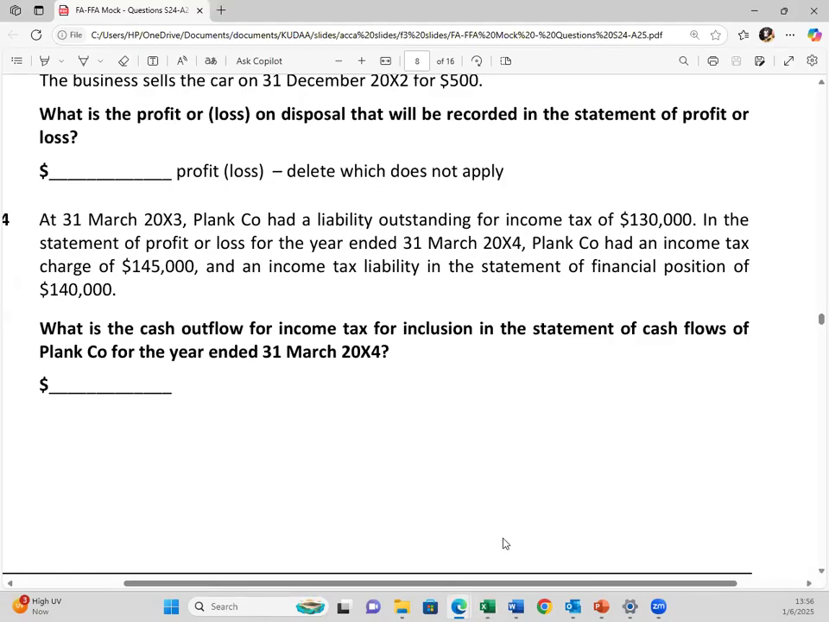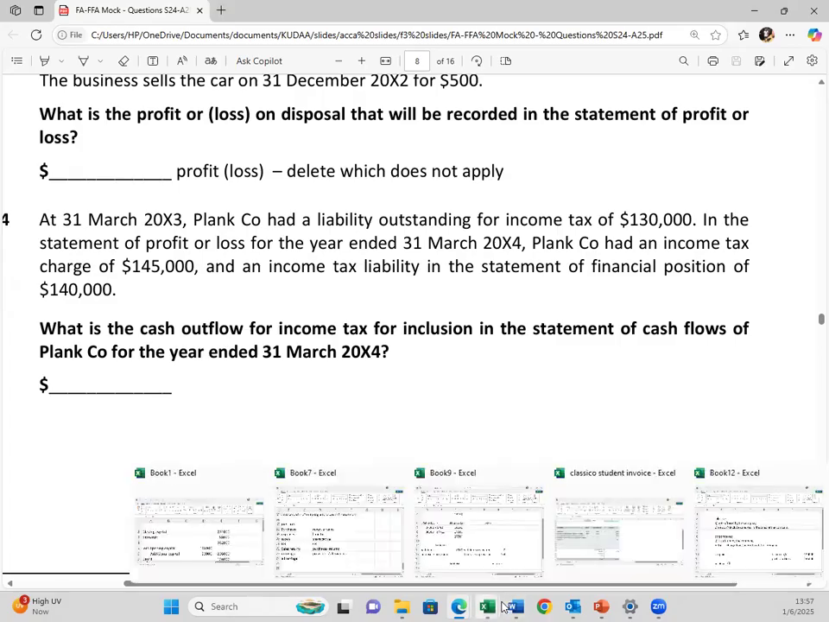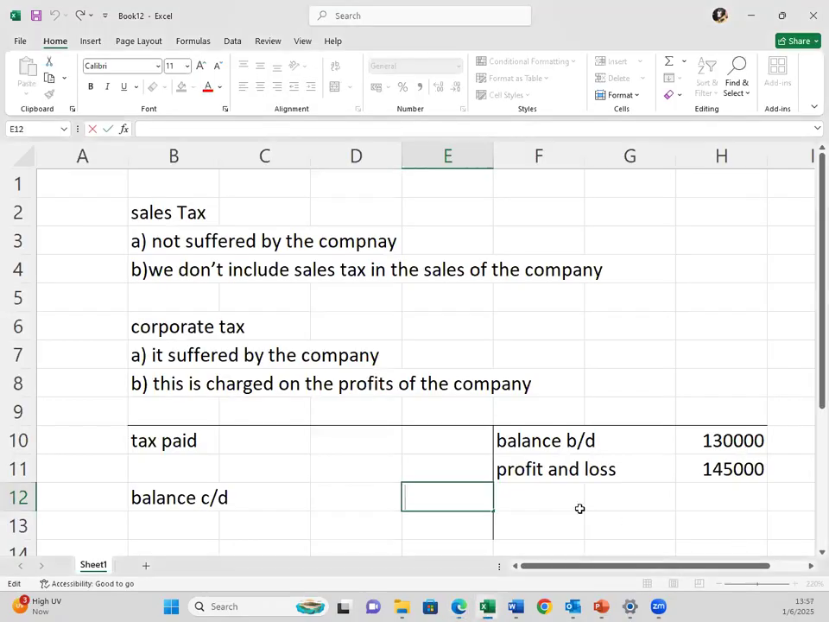Oh, sorry. In this particular case, what is the question? I misread the question there. What is the cash outflow for income tax for inclusion in the statement of cash flow? So what they want is the tax paid. The amount that we take to the cash flow statement is the tax paid. So we are looking for this amount here. They should give us the closing balance.